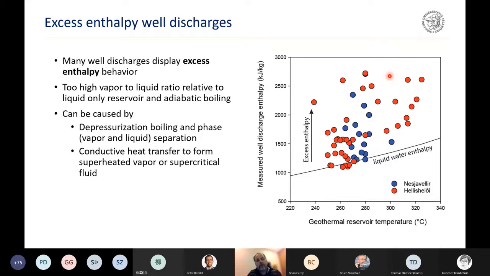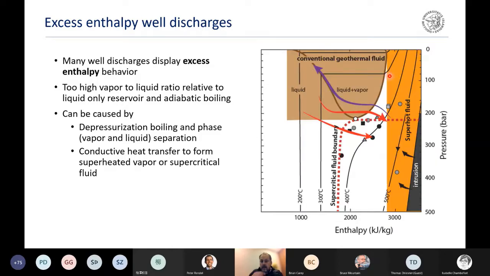making this excess vapor is just conductive heating of the liquid in the reservoir by some external heat source, like a magmatic intrusion, for example, to form a vapor and eventually even a superheated or supercritical fluid. So we look at a simplified phase diagram of just pure water. It's upside down with zero pressure at the top here, and then following downward. So it's looking into the geothermal system.